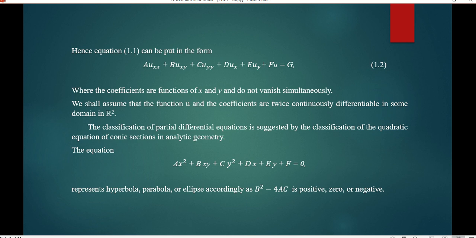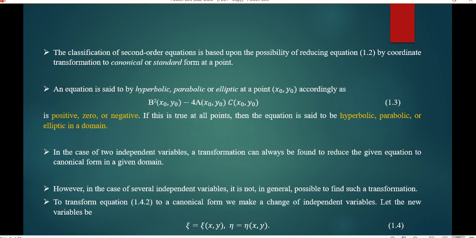0 or negative. So by using this, the classification of second order equation is based on the possibility of reducing the equation 1.2 by coordinate transformation to a canonical form at a point. Suppose if we consider a point x0, y0, then the equation is said to be hyperbolic, parabolic or elliptic according as b² minus 4ac is positive, 0 or negative at that point.